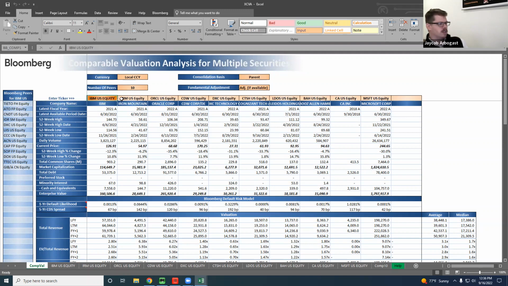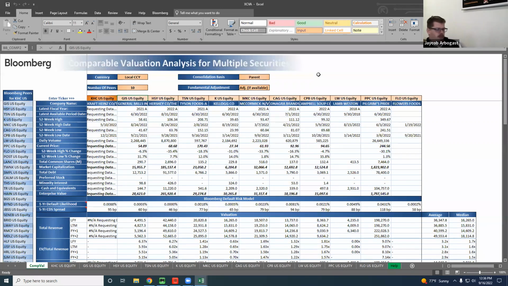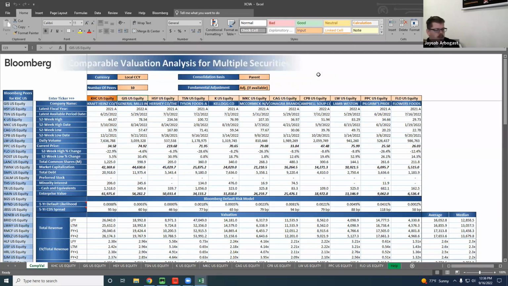Where do I change it? This one? Enter ticker there. Yep. So we want KHC US equity. And then let's see. Yep, good. So then it'll automatically pull in its peers. We've got to wait for it to load everybody, so that we can quickly look at it.